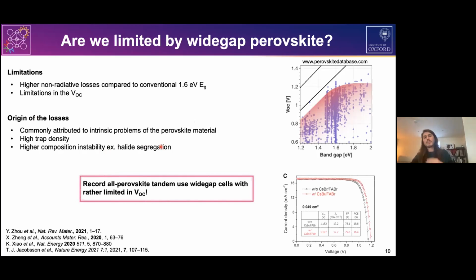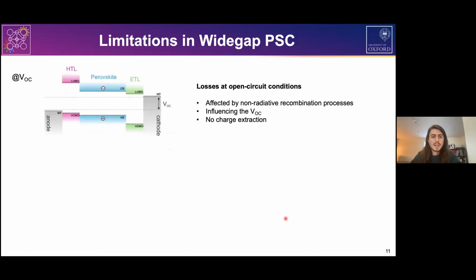And just as an example, to show where we're at with this system, this is the wide gap perovskite that is being used for, I believe, still the current record for all-perovskite tandem. As you can see here, for example, they have around 1.8 eV cells with a VOC around 1.2 volts. So meaning that we still have room for improvement here, just on the wide gap perovskite and the all-perovskite tandem as well.